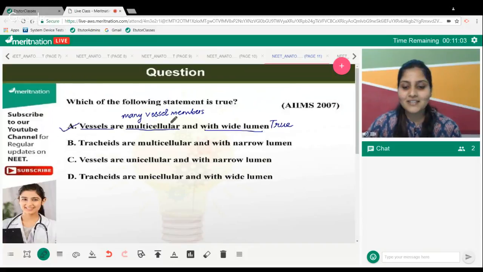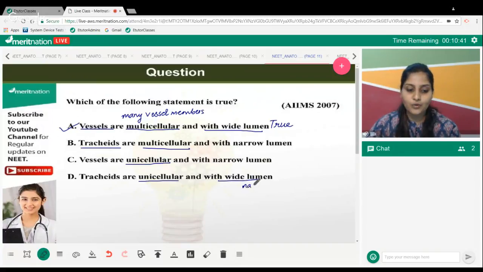Because if this is a multiple choice question, one has to be right. Very good. Others are not right. Why? Tracheids are multicellular: wrong. Tracheids are not multicellular. Vessels are unicellular: wrong. They are not unicellular. They are made up of many vessel members. Tracheids are unicellular, that is right, but they do not have wide lumen. They have narrow lumen. Which is why all the other options are wrong and the first one is right. So I guess this is understandable.